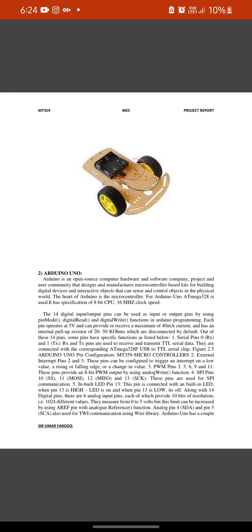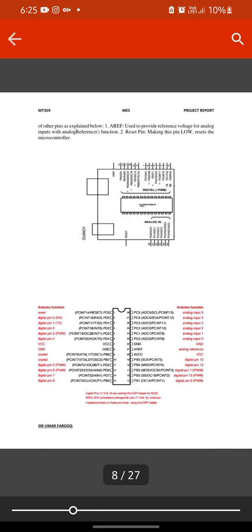So the pin configuration: microcontroller external interrupt pins 2 and 3. These pins can be configured to trigger an interrupt on a low value, a rising or falling edge, or a change in value. PWM pins are 3, 5, 6, 9, 10 and 11. MOSI and MISO, and pin 13. Along with the 14 digital pins, there are 6 analog input pins from A0 to A5, each of which provides 10 bits of resolution, or we can say 2 to the power 10 equals 1024 different values.